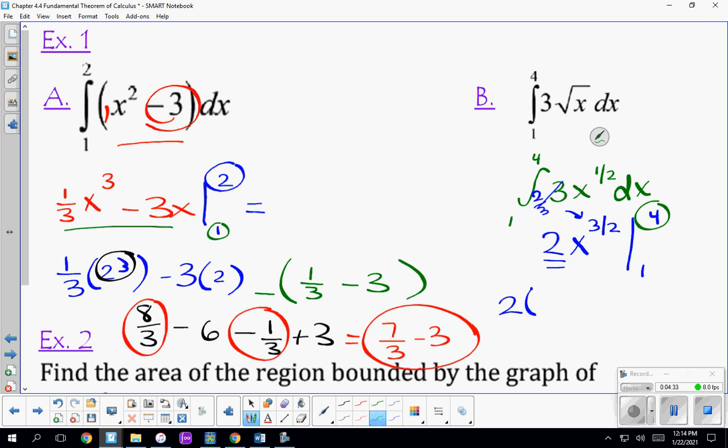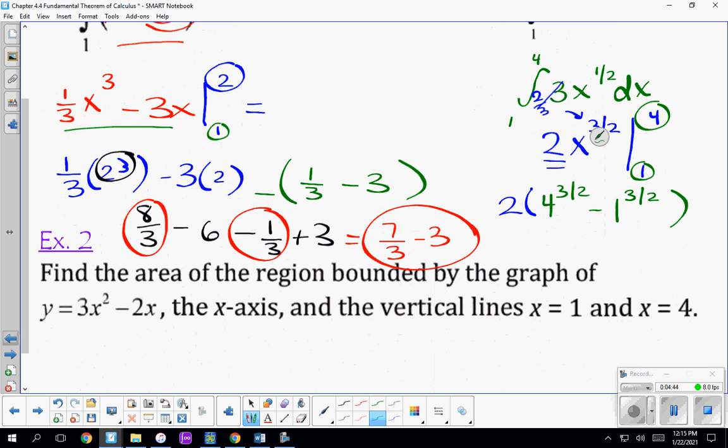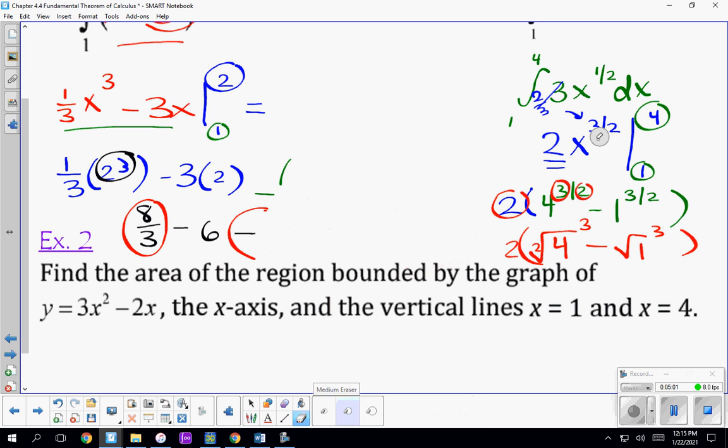I'm going to plug in 4 first, so I'll get 4 to the 3/2 minus 1 to the 3/2 because I plug in the 1. And then to simplify these rational exponents, remember they just turn back into radicals. So this is really radical 4, 3 is the exponent, 2 is the index. So minus the same thing with the 1, and this 2 drops down.